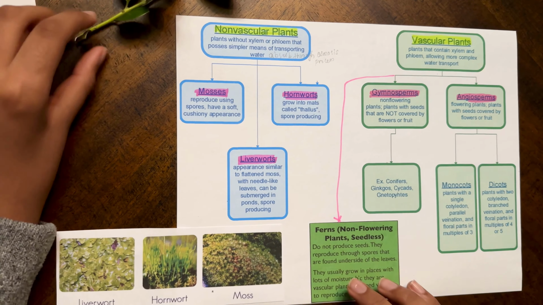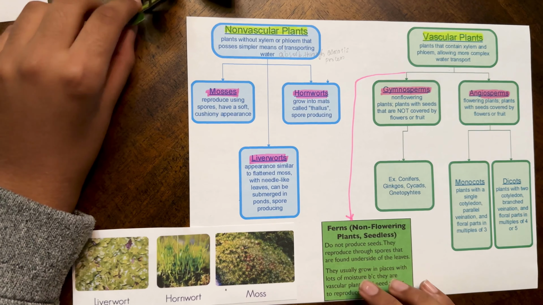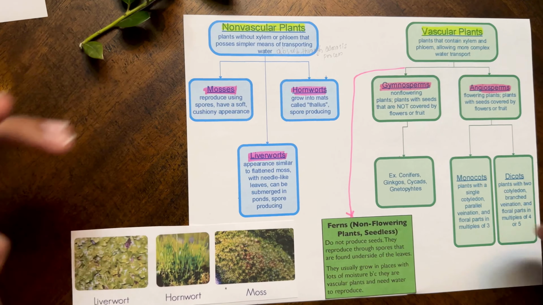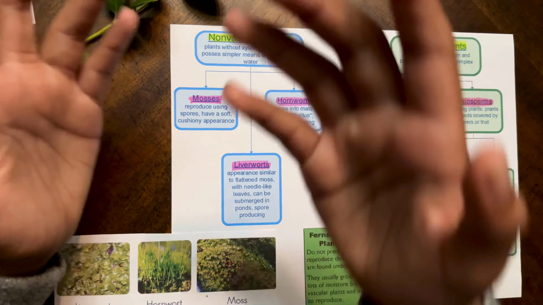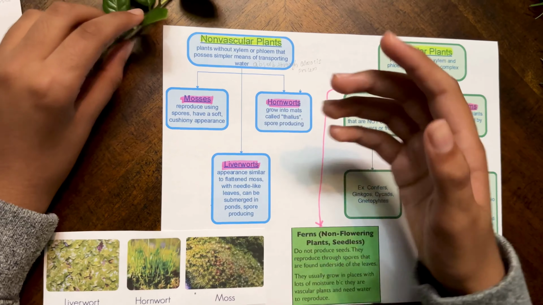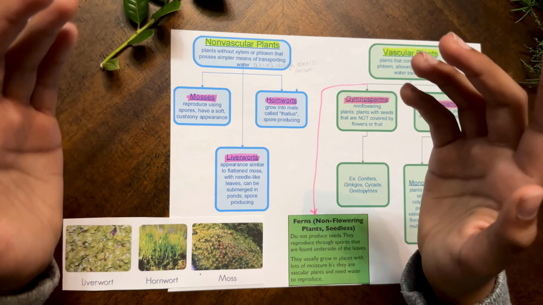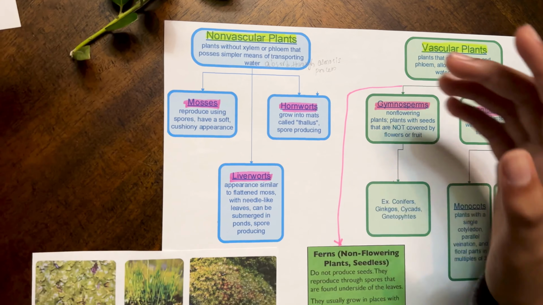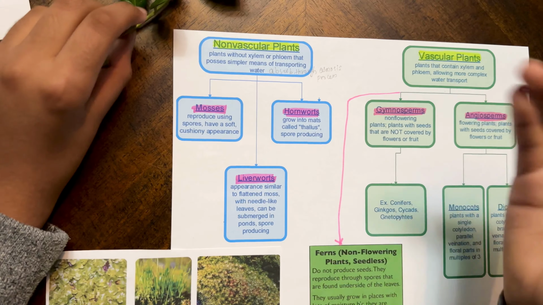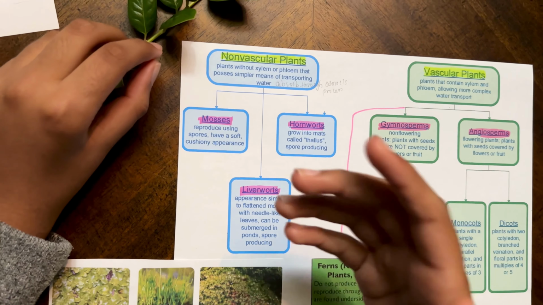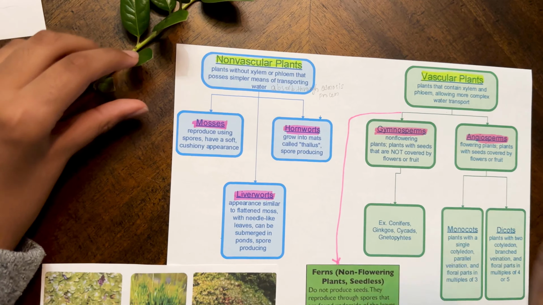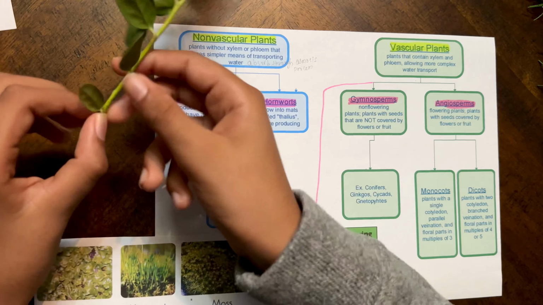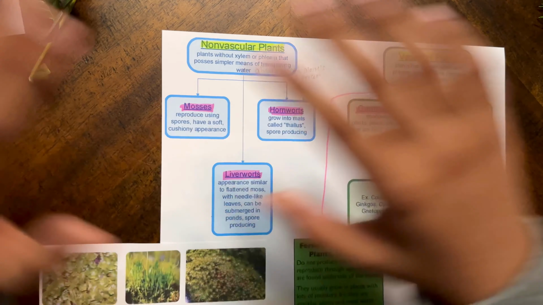Like I said previously, non-vascular plants do not contain the vascular bundle, meaning they don't have xylem or phloem, which is basically used to transport nutrients like glucose and water to different parts of the plant. Instead, they absorb it. Plants like mosses, hornworts, and liverworts all absorb it. And instead of using things like leaves, they have a photosynthetic tissue that absorbs sunlight and water.